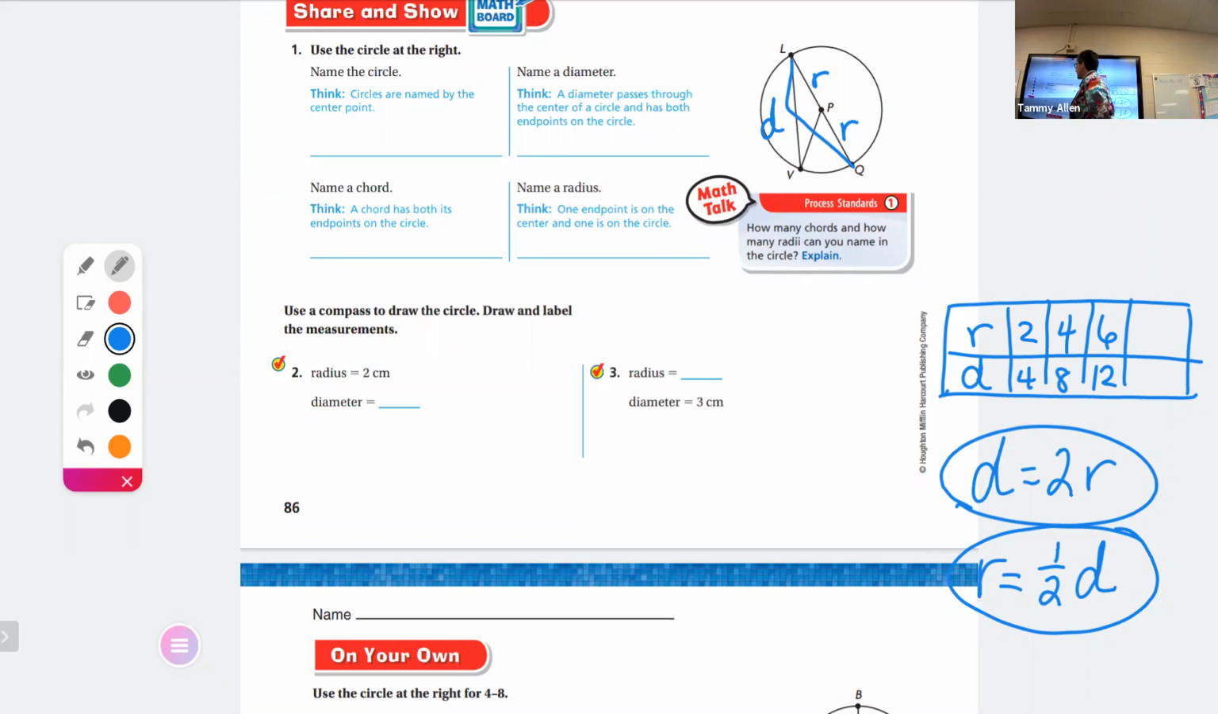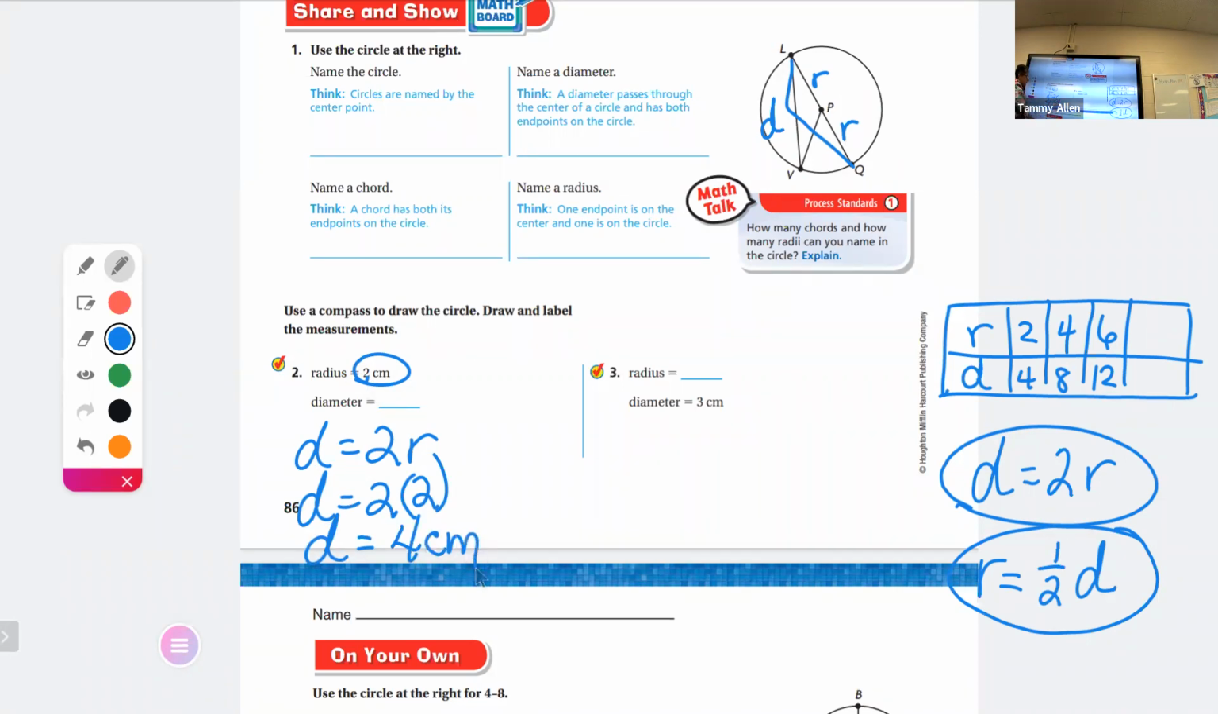So, when we take a look at number 2, I know that the radius is 2, and I'm looking for the diameter. I would use diameter equals 2 times the radius. Diameter equals 2 times, substitute in 2. So my diameter is going to equal 4 centimeters. Does that make sense?